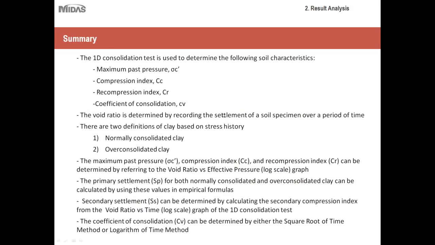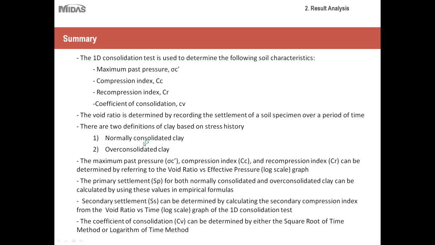Okay, so now let's go into a quick summary of what we went over. So the 1D consolidation test is used to determine the following soil characteristics: the maximum past pressure, which is the most pressure that the clay or the soil has been subjected to in the past, the compression index, the recompression index, and then the coefficient of consolidation. The void ratio is determined by recording the settlement of a soil specimen over a period of time. So there are two definitions of clay based on stress history: normally consolidated clay and over-consolidated clay.